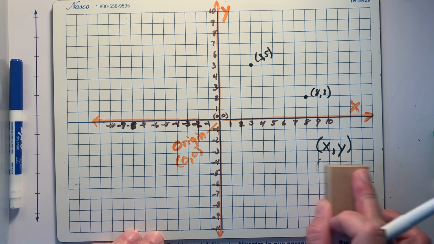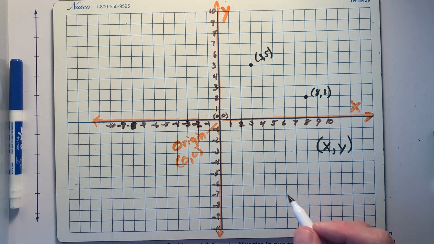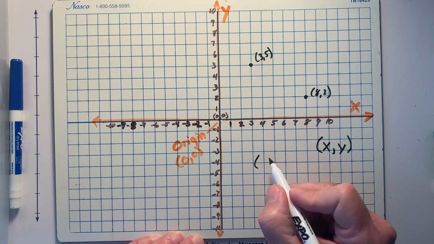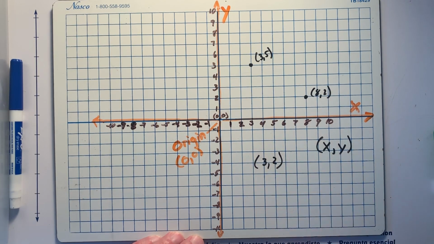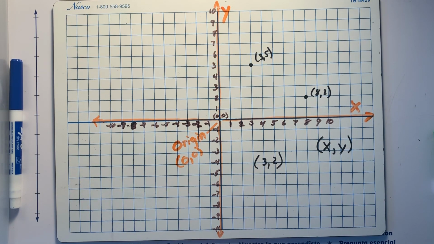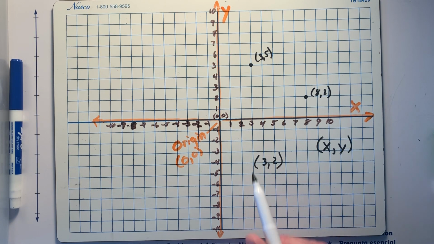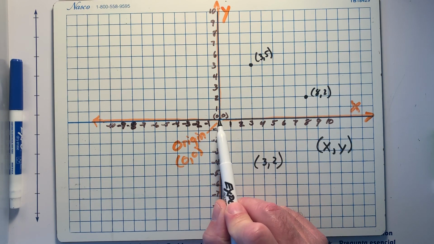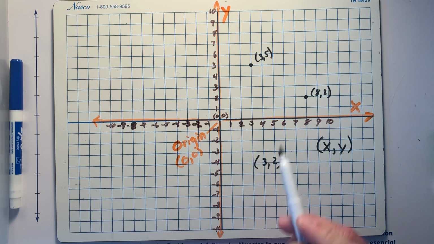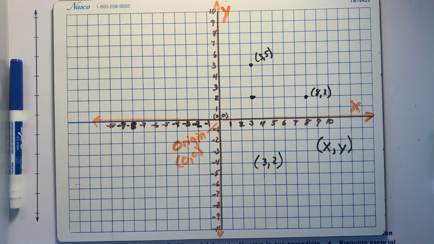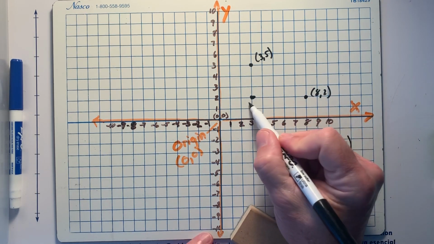Let's try a couple more. What if I decided to go for this one, 3, 2. Remember, we do our x-axis first and then our y-axis. We would go, starting at the origin, we would go over 3, 1, 2, 3, and we would go up 2, 1, 2, and place a dot. And this would be 3, 2.